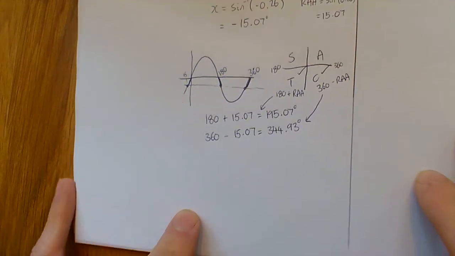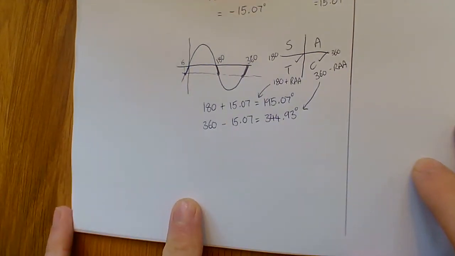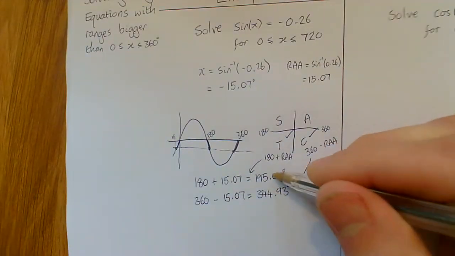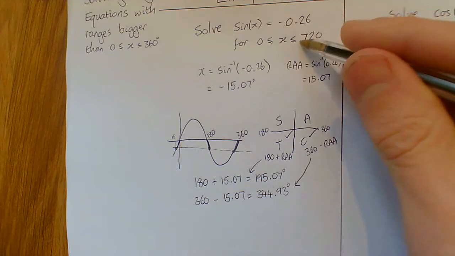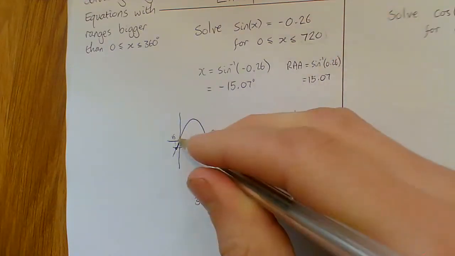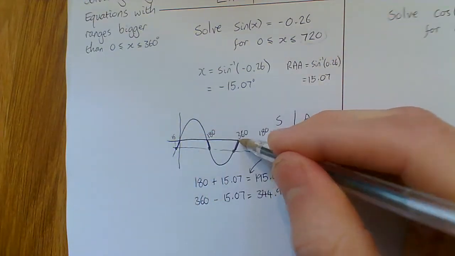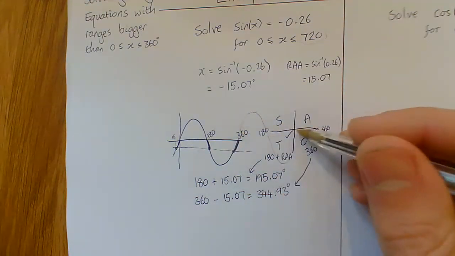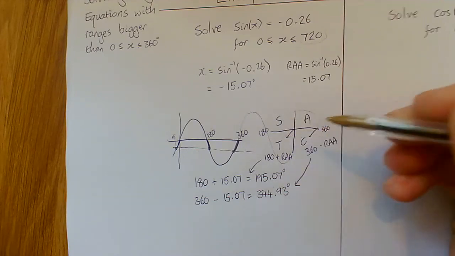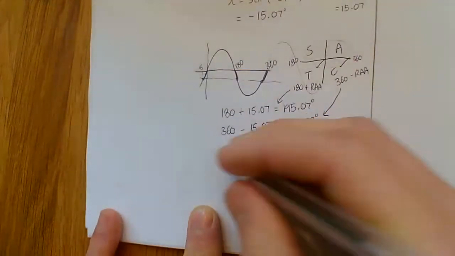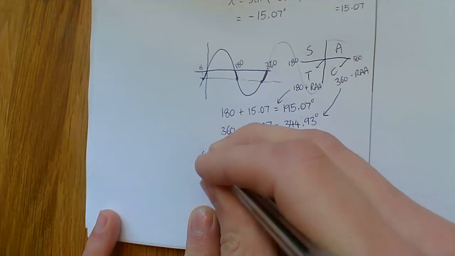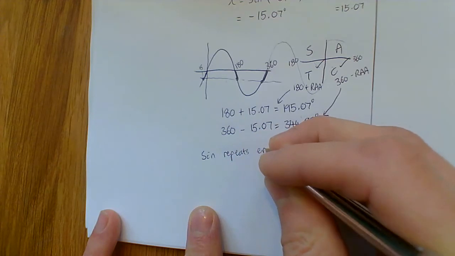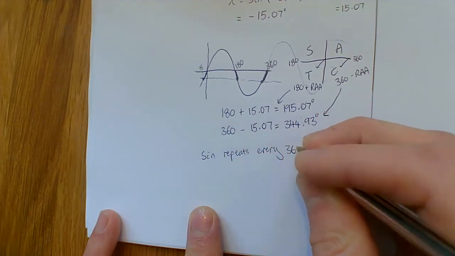Now we move on to the new part of our process. The new part here is these two values are not the only ones up to 720. They are the only ones up to 360, but then our curve starts to repeat again along here. Or on our CAST diagram, we could do another full revolution. So let's record that little fact. So sine repeats every 360 degrees.